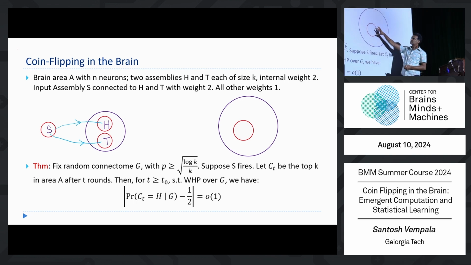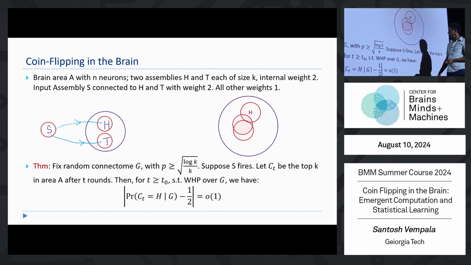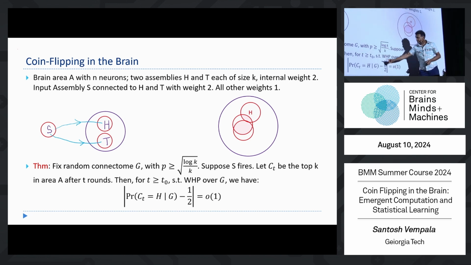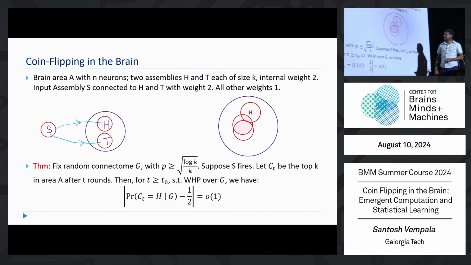The first time S fires, it picks up something. May not be H or T. The next time it moves somewhere else. But the point is that very quickly it will converge to either H or T. Okay? And in fact, the number of rounds is going to be this fixed threshold. And the statement is that the probability that what you converge to is exactly H, and you can replace H with T if you like, the deviation from half is smaller than a constant. For this, we need the base graph to be a little bit denser than what we needed for just the creation of assemblies. So the randomness requires a slightly denser graph.